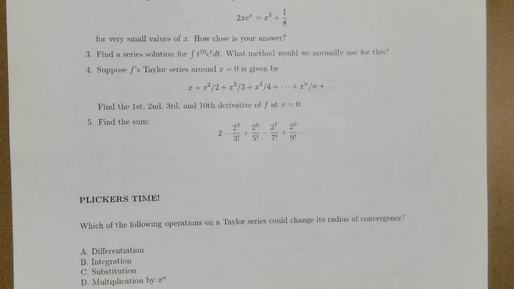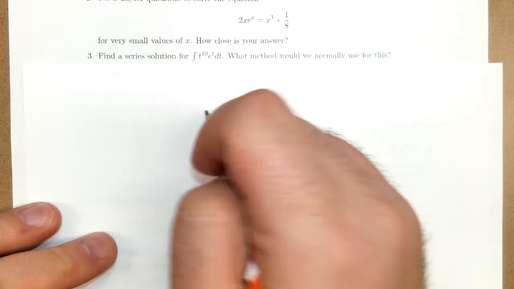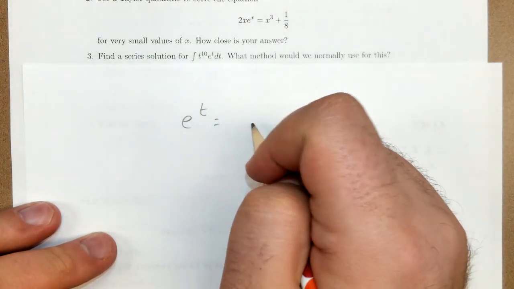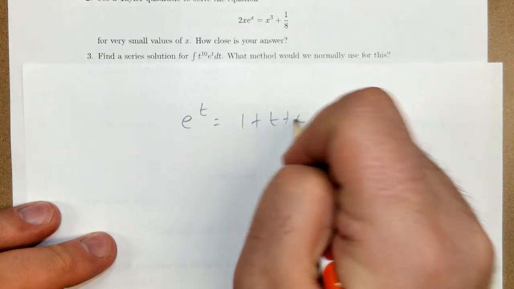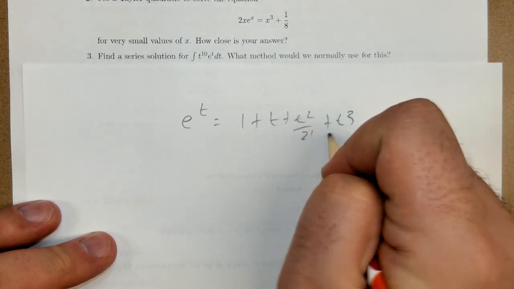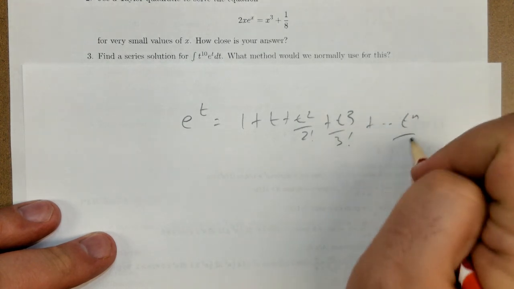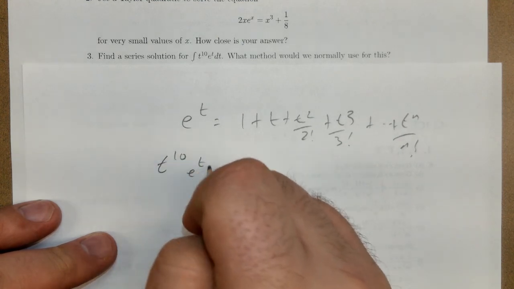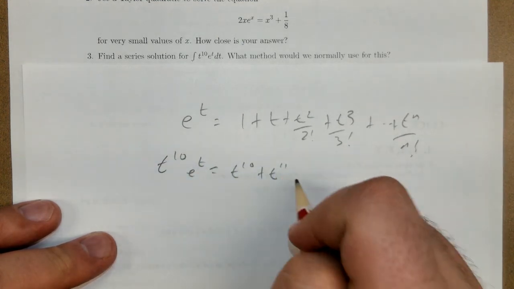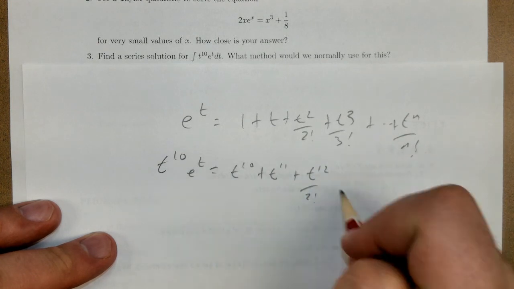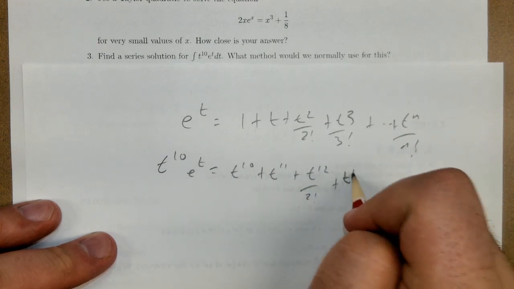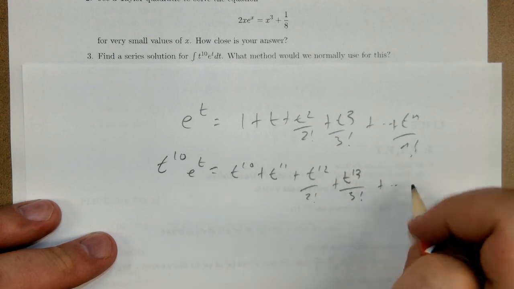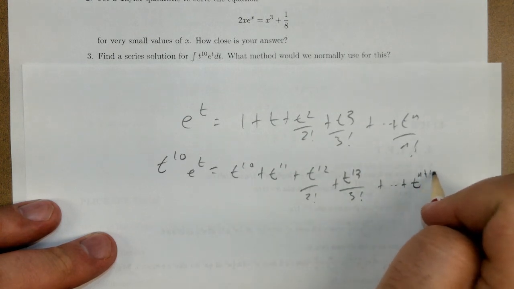Okay, number 3 says find a series solution for this. I enjoy this one. So what we're going to do is take e to the t, and we're just going to write out some terms. 1 plus t plus t squared over 2 factorial, t cubed over 3 factorial, t to the n over n factorial. We're going to multiply it by t to the 10 to make a series for the integrand. So t to the 10 plus t to the 11 plus t to the 12 over 2 factorial, t to the 13 over 3 factorial, and then t to the n plus 10 over n factorial.